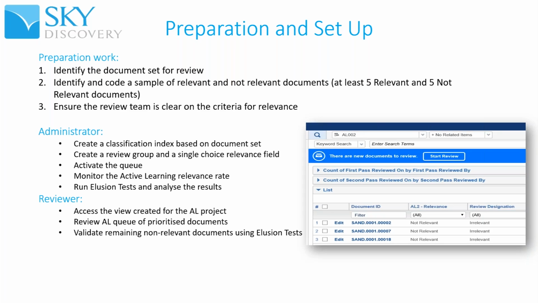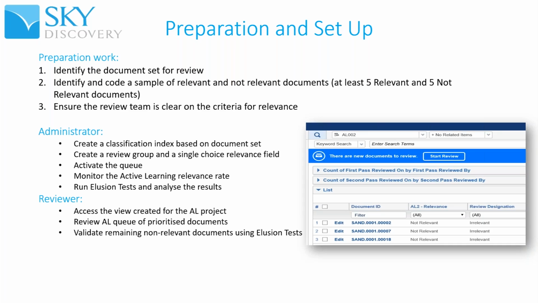And then finally, when relevant documents are no longer being served up to the review team, we run what's called elusion tests and analyze the results. The elusion test simply samples the remaining document set, and the reviewers then look at the sample to ensure that there aren't relevant documents or a high percentage of relevant documents left within the remaining set.